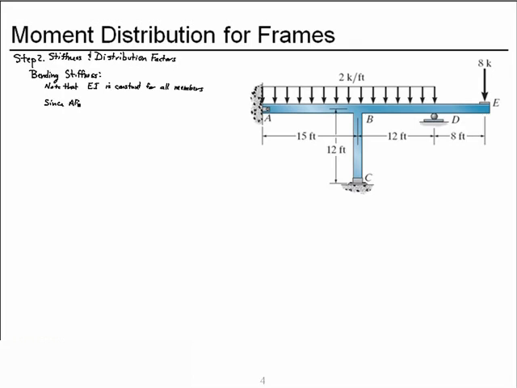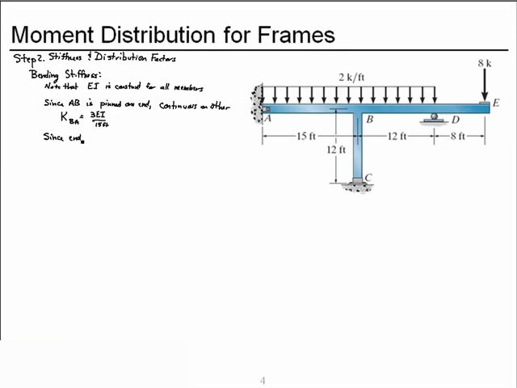Now, since member AB is pinned on one end, continuous on the other, we can use the modified stiffness of 3 EI over the length, which is 15 feet. And there will be no carryover from node B to node A in member AB.